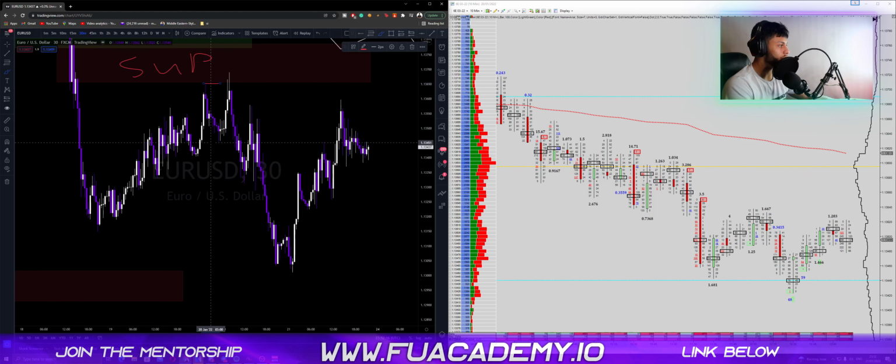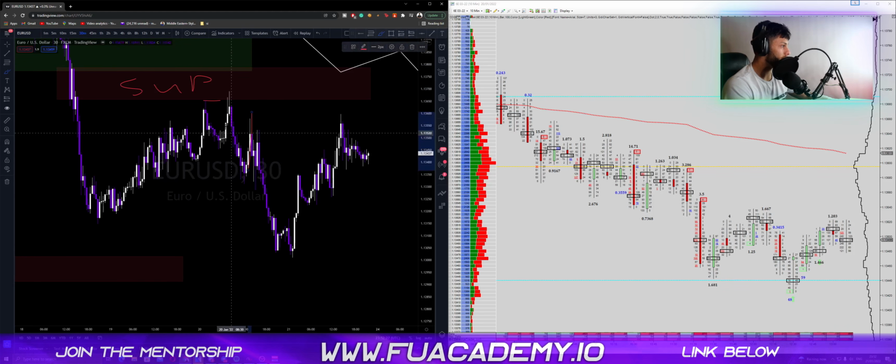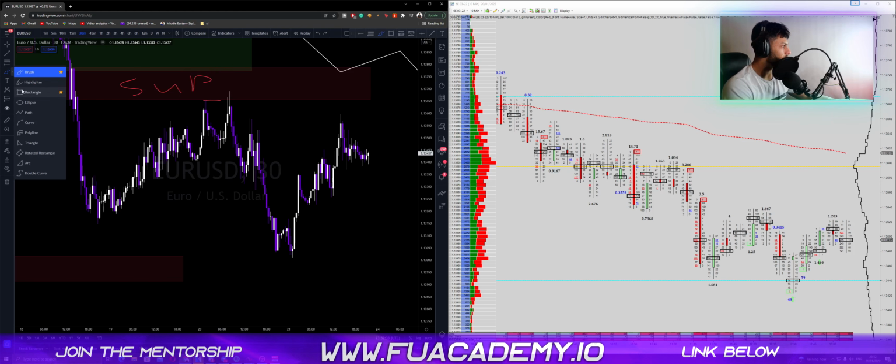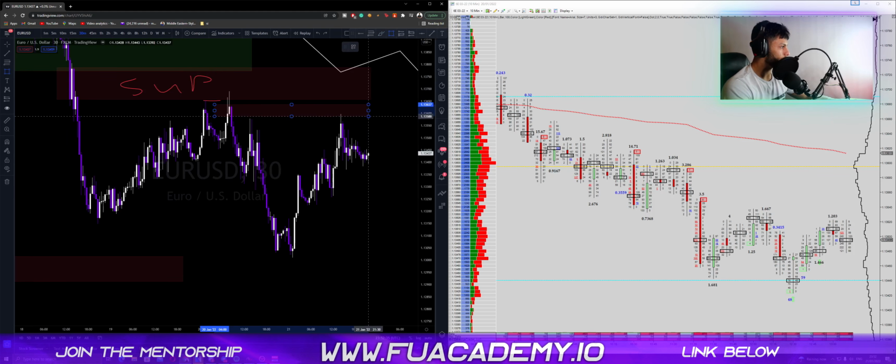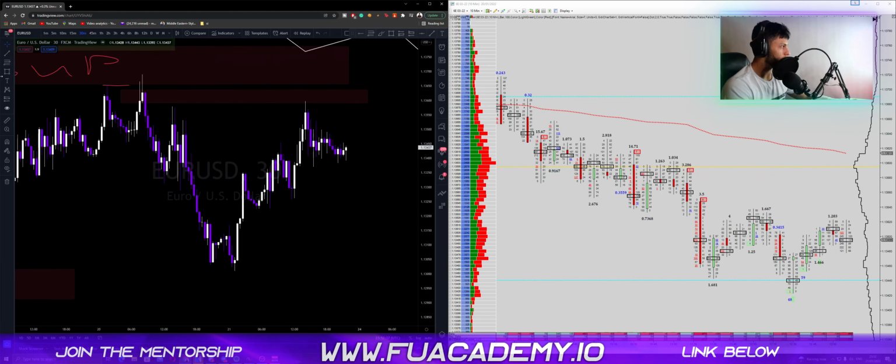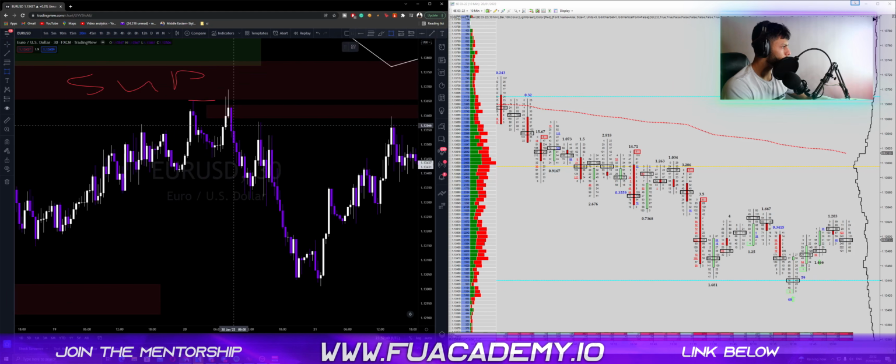After we do that, we have a change of character here, a CHoCH. We broke structure to the downside, and now upon the pullback is where we look to sell. Any pullbacks right here is where I'll be looking to short EURUSD. So there was a 30-minute IC that you could have looked at right here. There was also an imbalance right there.